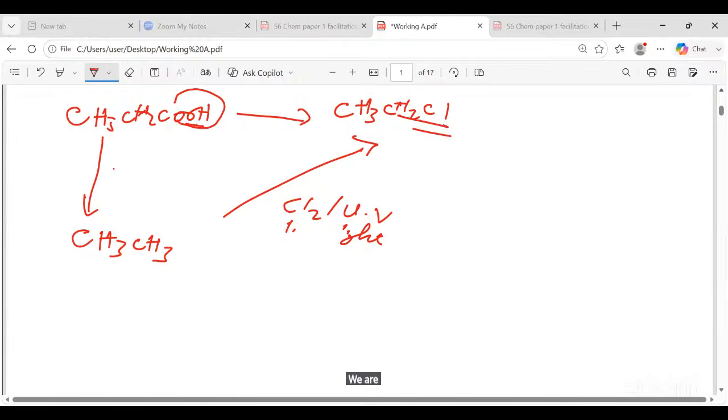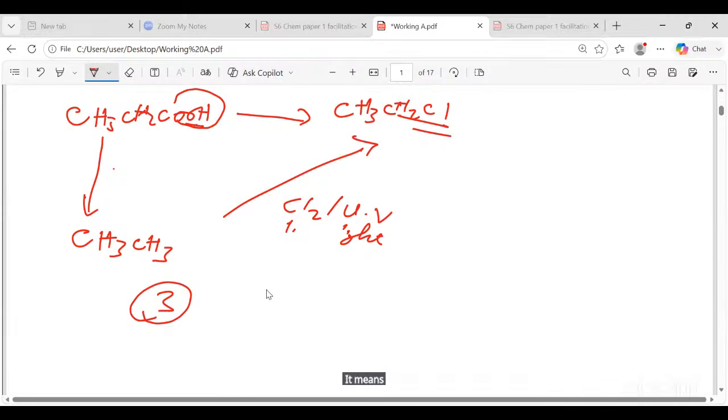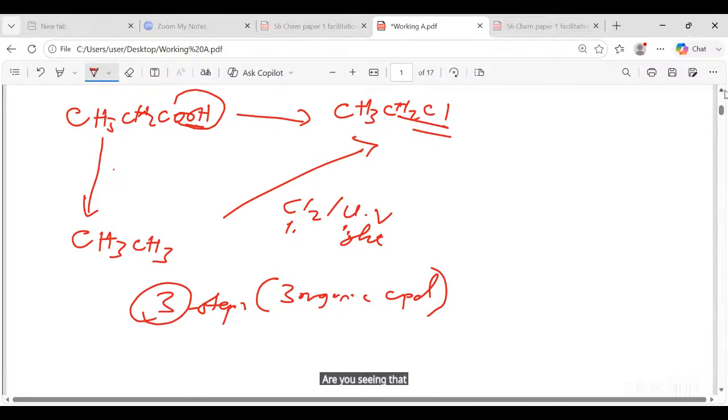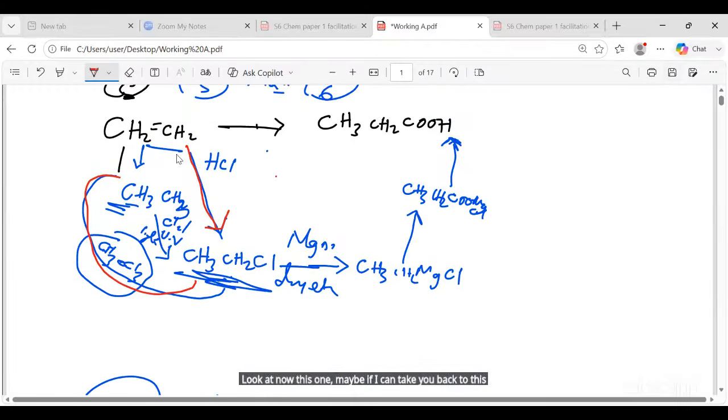We are saying that a standard, a very good item will involve conversion which will lead you to at least 3 steps, so that we don't have a learner moving one step and the other step is done. What we want is a learner to go through a number of steps, because if it is 3 steps, it means that this learner has looked at around 3 organic compounds. Are you seeing that? Look at this one now. Maybe if I can take you back to this.